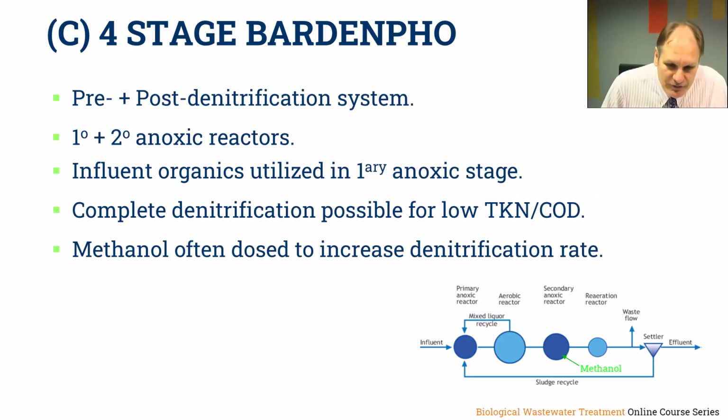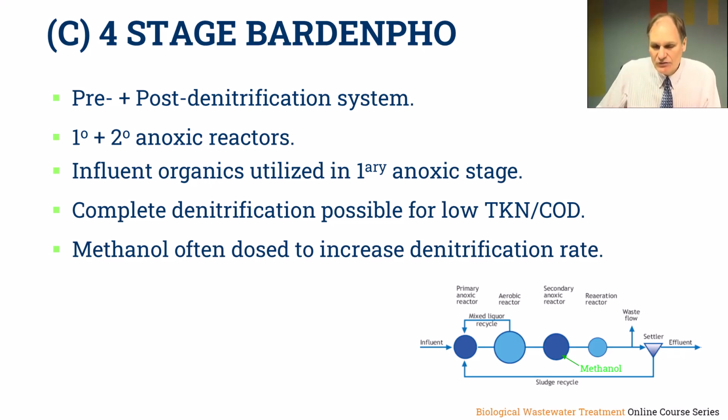configuration for biological denitrification is called the 4-stage Bardenpho process, and it is a combination of the primary anoxic reactor and secondary anoxic reactor. Here, in the primary anoxic reactor, we utilize the influent biodegradable organics to drive the biological denitrification process and get substantial nitrate removal in the primary anoxic reactor, and any remaining nitrate that passes through to the effluent would be denitrified in the secondary anoxic reactor using the self-generated electron donors.